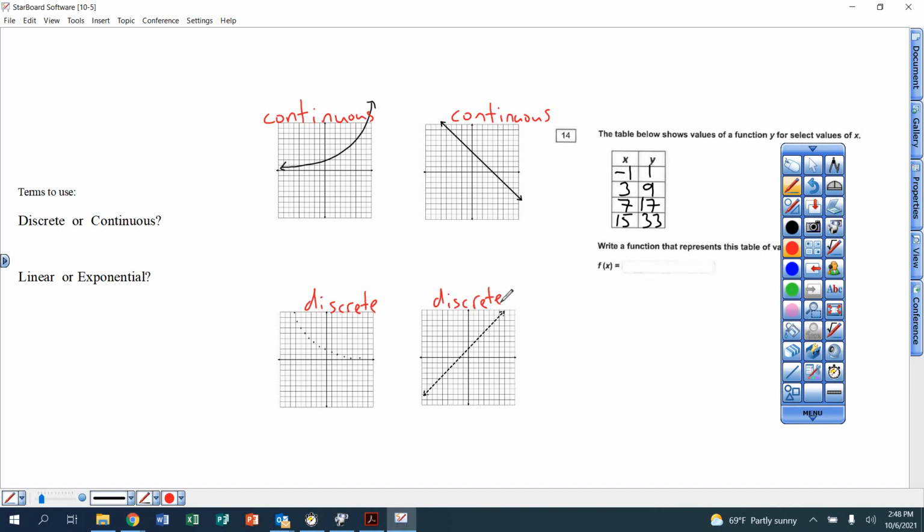If you have a straight line, linear. If you have a curved line, exponential. This one is linear, straight line. If it's curved, exponential. Timesing, geometric. First word is surf, surf.